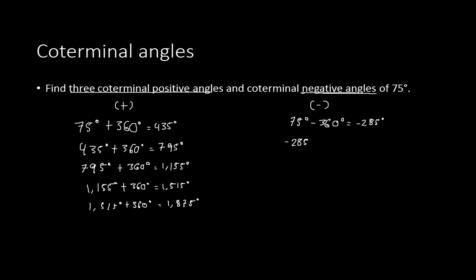Then next, we will continue that. Negative 285 degrees minus 360 degrees. So here, we will have negative 645 degrees. And lastly, negative 645 degrees minus 360, we will have exactly negative 1,005 degrees.